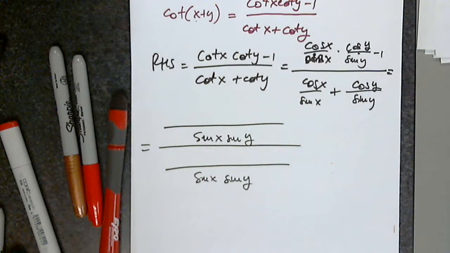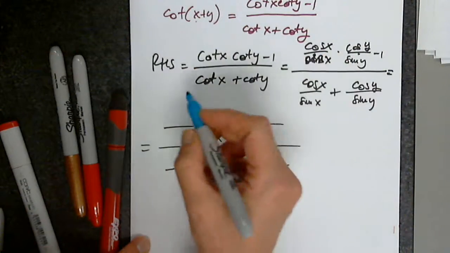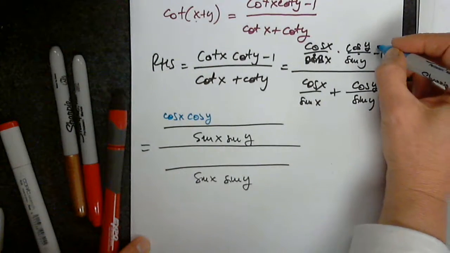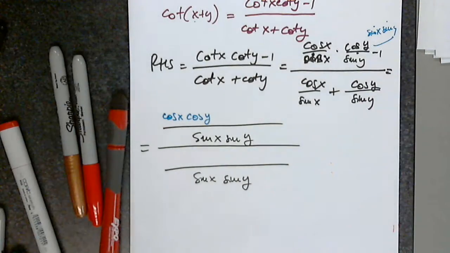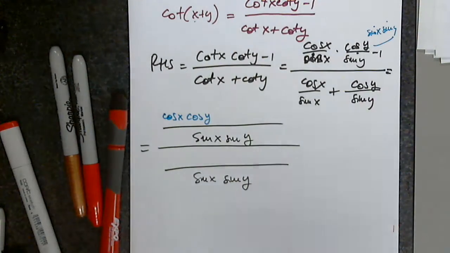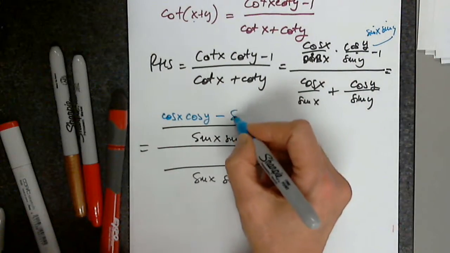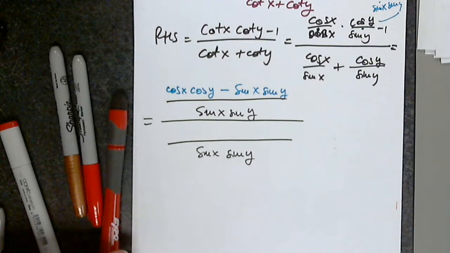Adjustments for the top. Can anyone give us the top? One needs sine y, one needs sine x. So I have to write cosine x, cosine y. And yes, you're right, I have to multiply by sine x, sine y. So I will write minus that whole thing. Exactly. Sine x, sine y. Perfect. What about the denominator?